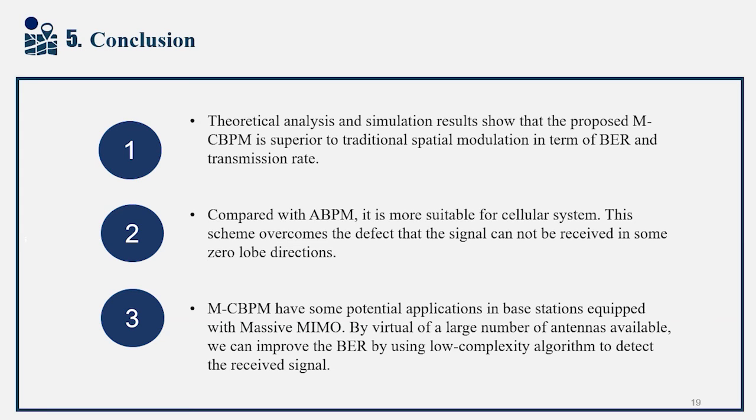more and more base stations will deploy massive MIMO. Then, by virtue of a large number of antennas available, we can choose a smaller delta omega to improve the bit error rate and transmission rate of MCBPM, and choose a low complexity algorithm to detect the received signal. Therefore, MCBPM must have some potential applications in base stations equipped with massive MIMO.